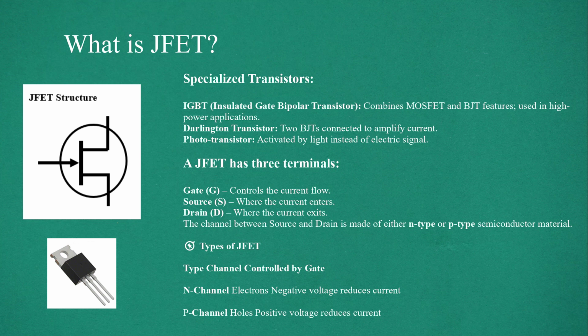Types of JFET. Type N-channel: electrons, controlled by gate. Negative voltage reduces current. Type P-channel: holes, controlled by gate. Positive voltage reduces current.